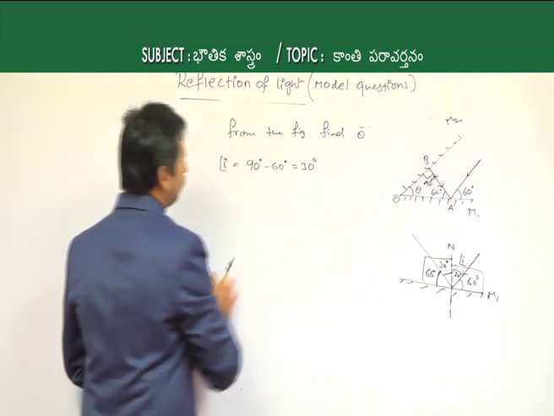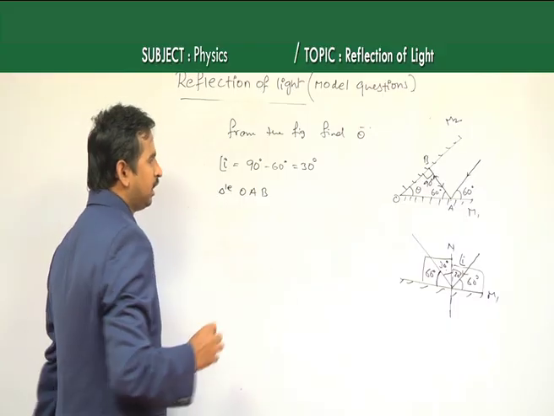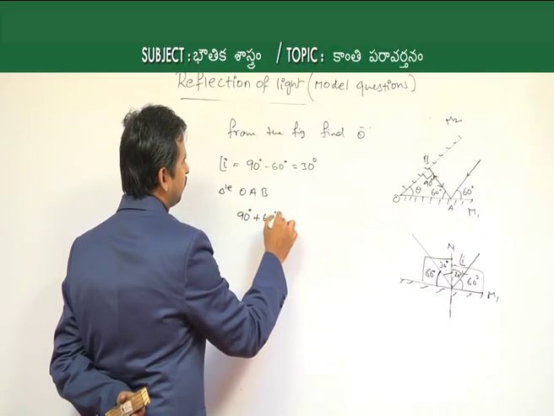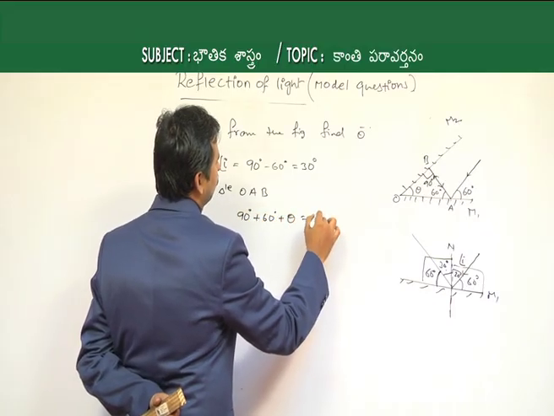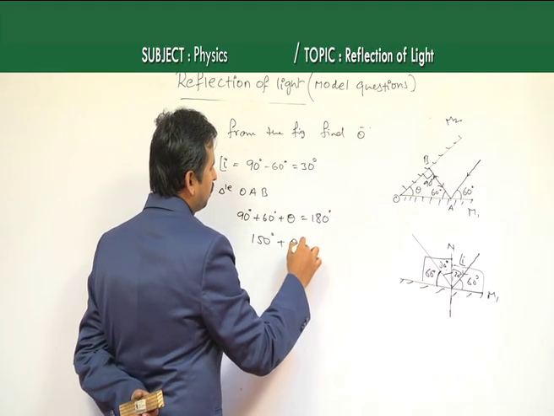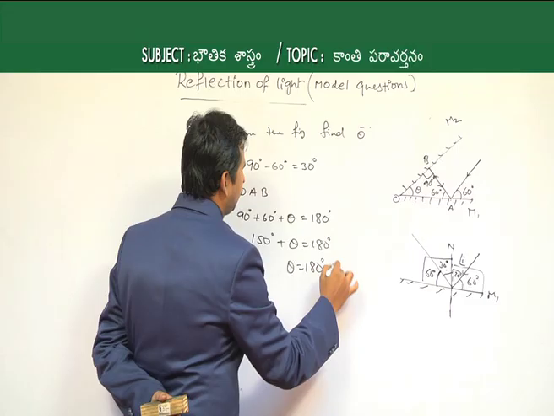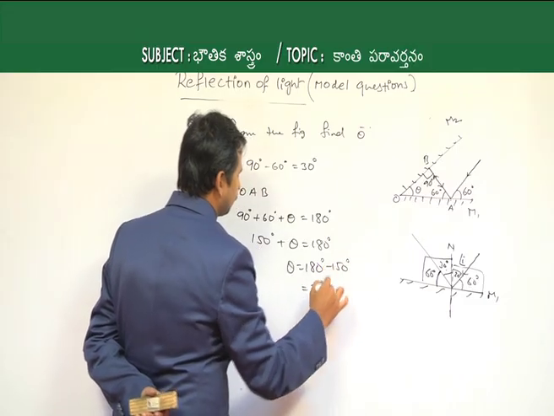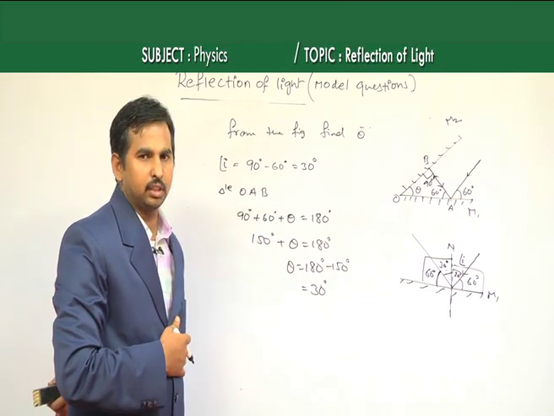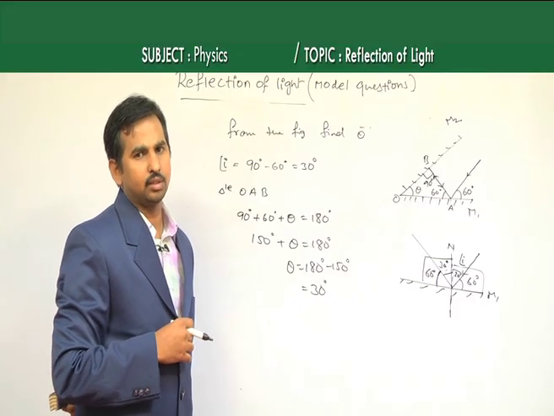Now, from this triangle OAB, we can get that the sum of the angles inside the triangle, which is 90 degrees plus 60 degrees plus theta, is equal to 180 degrees. That is, 90 and 60 make 150 degrees, plus theta is equal to 180 degrees. Then theta becomes 180 minus 150, which is 30 degrees. So the angle becomes 30 degrees, which means the two plane mirrors are arranged at 30 degrees, so that the second reflected light ray is now retracing back in the same path.